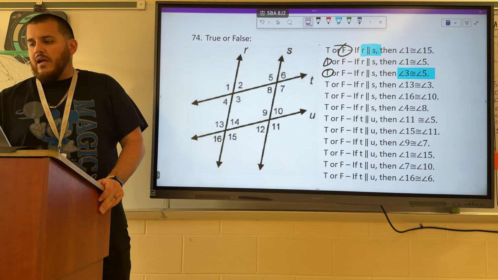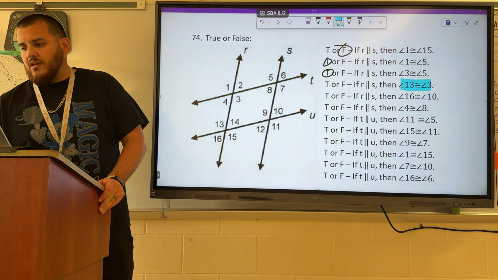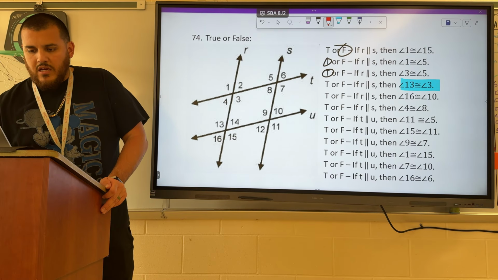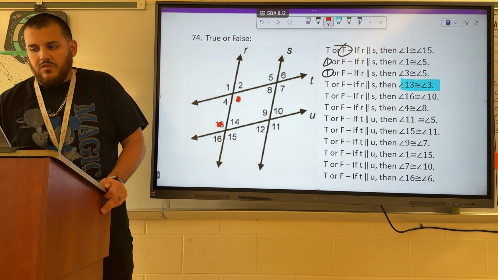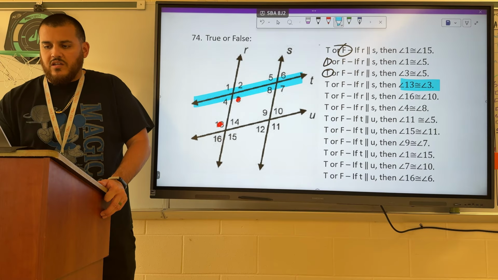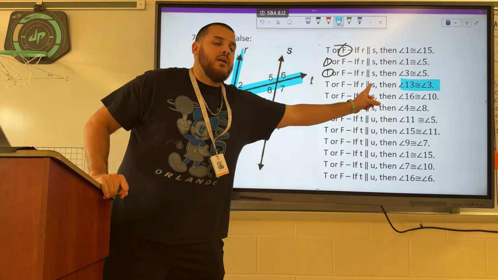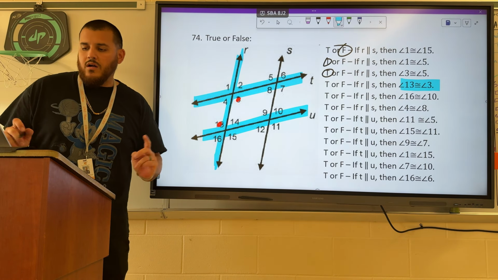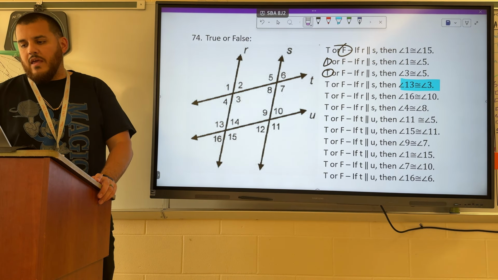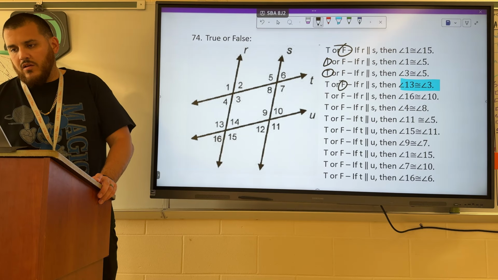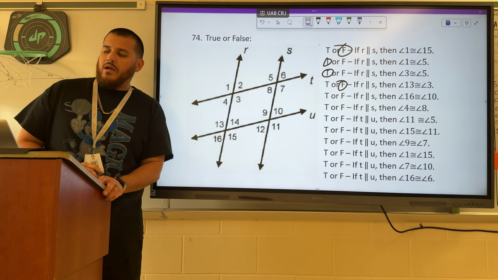that example. All right, next up, we have angles 13 and 3 being congruent. So here's angle 13, here's angle 3. Those are created by the intersections of T and R and U and R, not by R and S. So therefore, we have the wrong lines that are not relevant for that angle pair. So these would not be congruent, right? We have the wrong parallel lines.